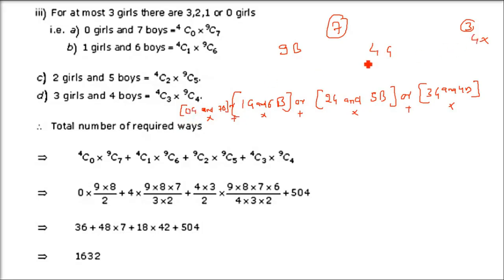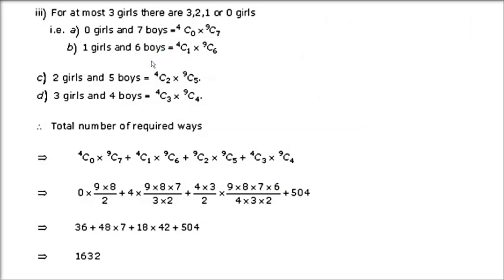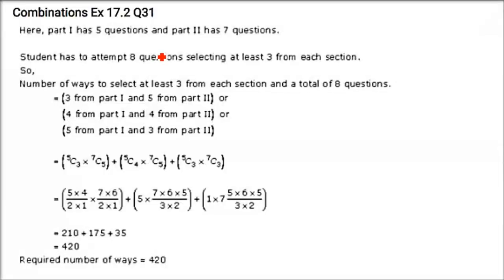0 girls: 4C0, 7 boys, 9C7. Now 1 girl, so 4C1, 6 boys, 9C6. Then 4C2, 9C5. And 4C3, 9C4. So multiply them, and multiply and add. Where 'and' is there, multiply. Where 'or' is there, add. 1632 will come.